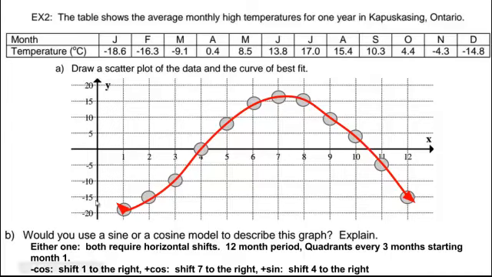But knowing that there's a 12-month period and every 3 months, that just tells you the shift. So if you're going to use a negative cos curve, we got to shift 1 to the right. If you're going to use a positive cos curve, we got to shift 7 to the right to start here. If you're going to use a positive sine, we're going to start here on the axis going up, and we're going to shift 4 to the right.